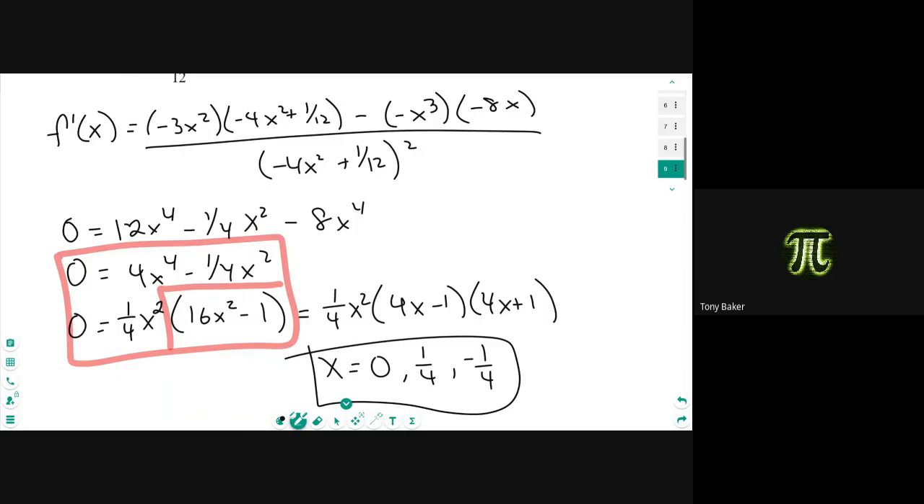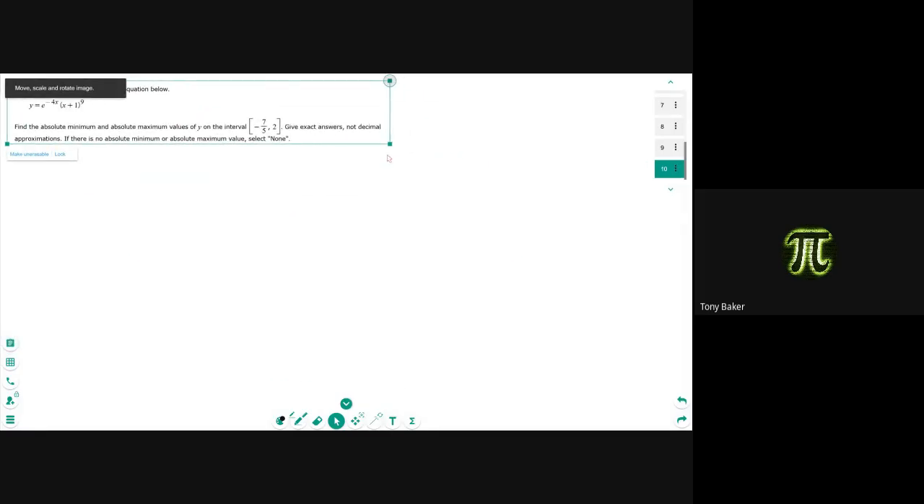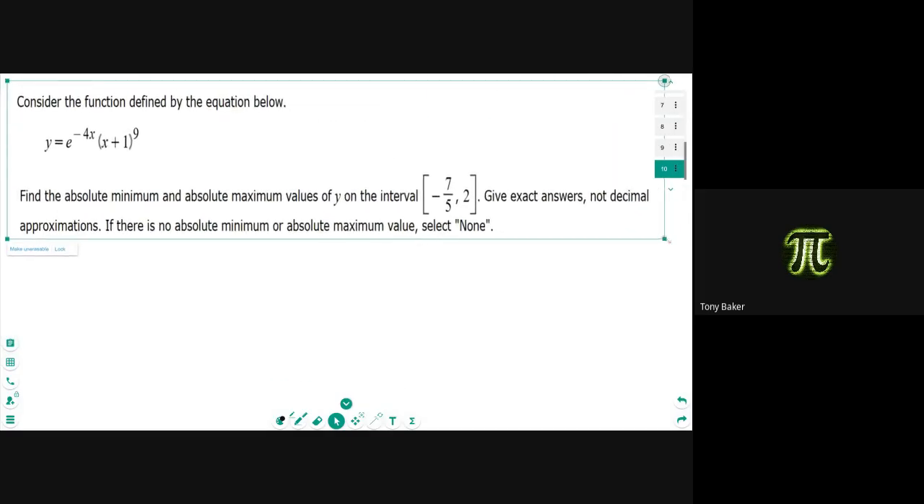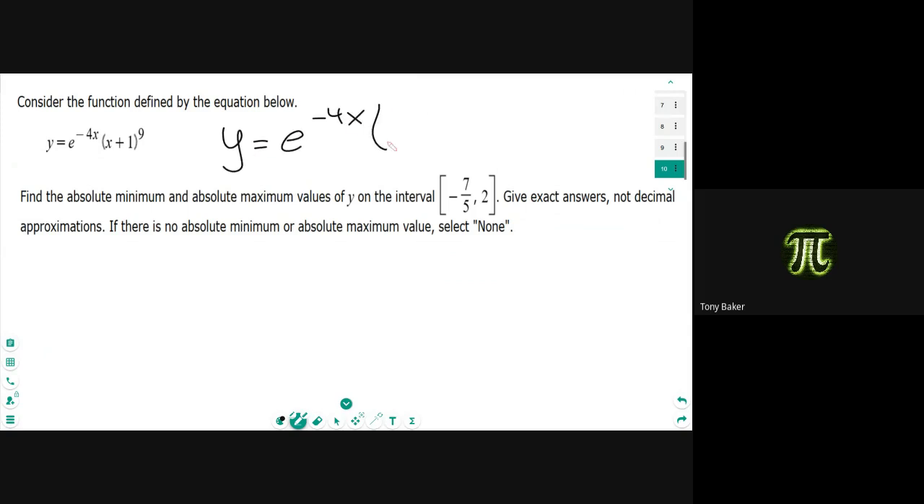All right. Next one. I'll rewrite it so it's a little larger. Okay, if I'm in my derivative.